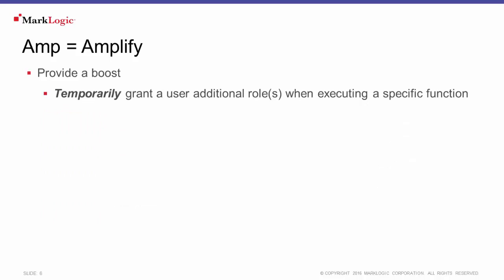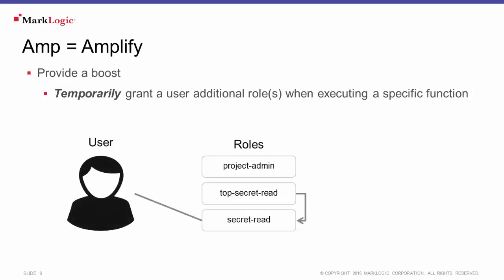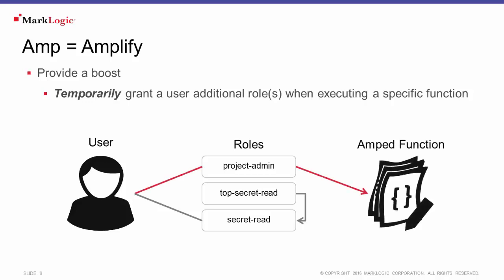It's going to provide a boost, which will temporarily grant a user additional roles when they execute a specific function. Now remember that a user is assigned roles, and those roles dictate what that user can do. For example, our user might normally have the secret read role. An amped function boosts what a user can do in the system by temporarily providing them an additional role. This role can enable them to perform a particular action within that function, but the role is only temporarily granted for the scope of that function call. When the amped function has run, the role is taken away.